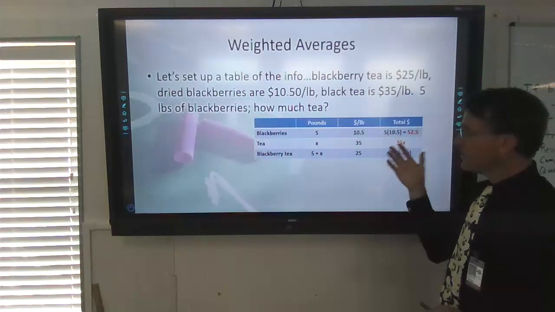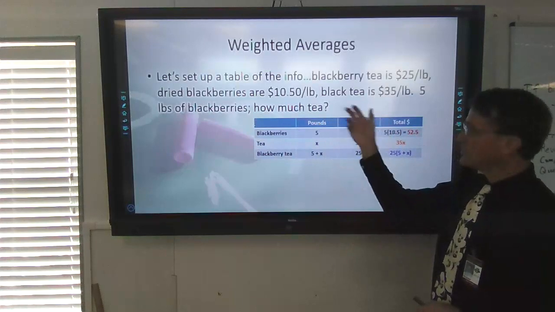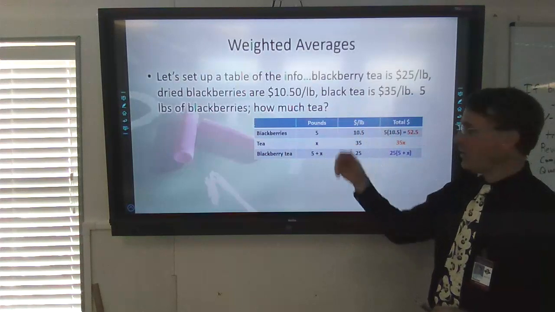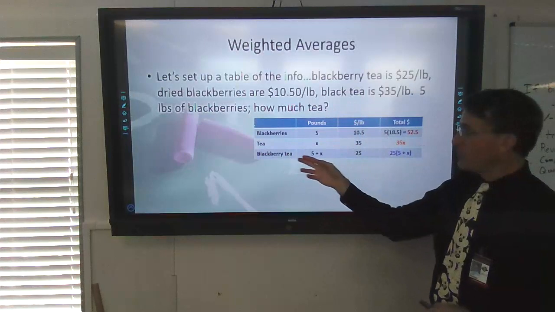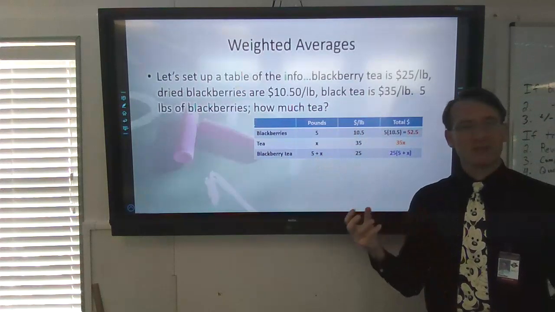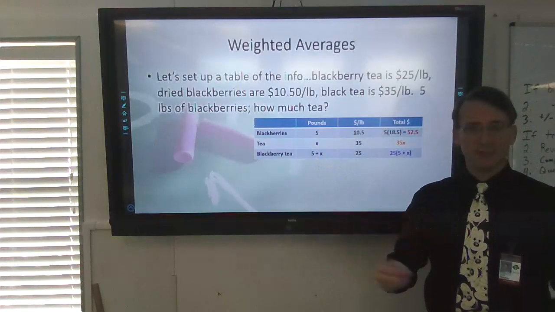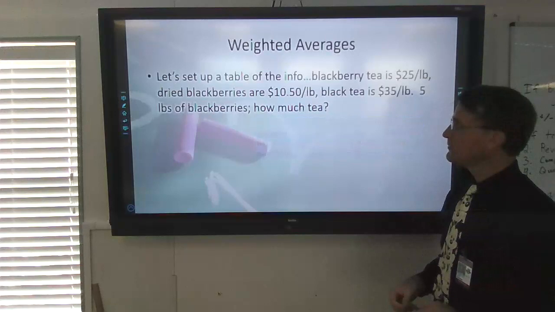So I set up my table. I have 5 pounds of blackberries. I don't know how much tea I am going to have. And then I have my blackberry tea, which is going to be 5 pounds plus the x. So I'm mixing blackberries in with the tea to get blackberry tea. That's the idea. Let's go back.